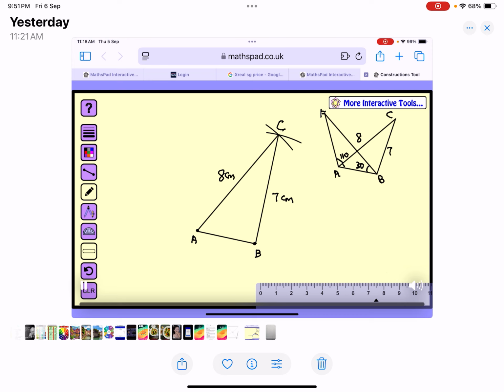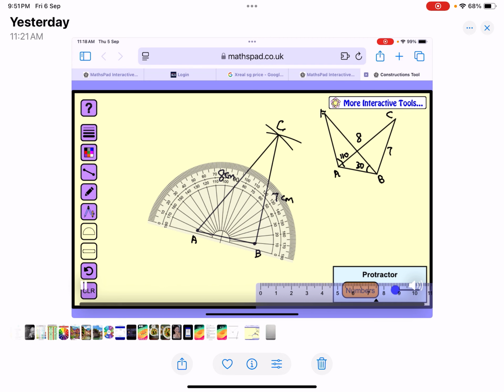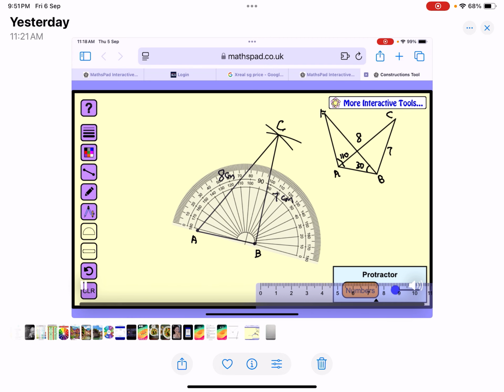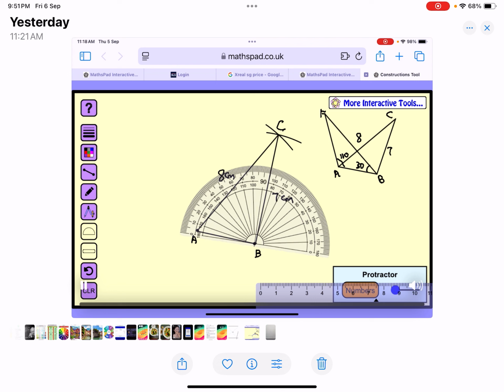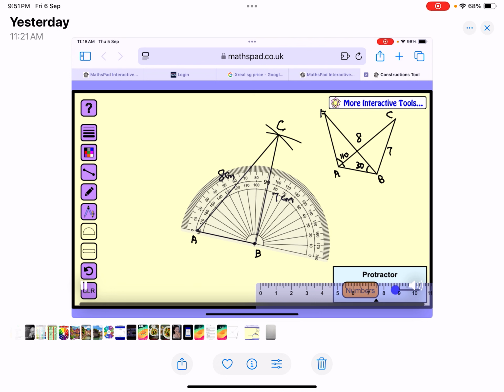Next we have to measure the angle ABC. Using our protractor, place on B and take off the measurement for angle ABC, which is almost 90 degrees, or 91 degrees. Right, angle ABC is 91.